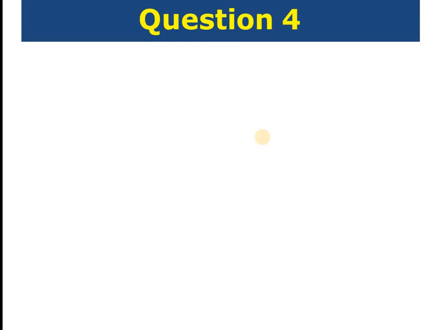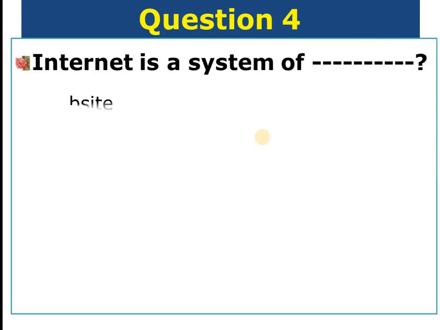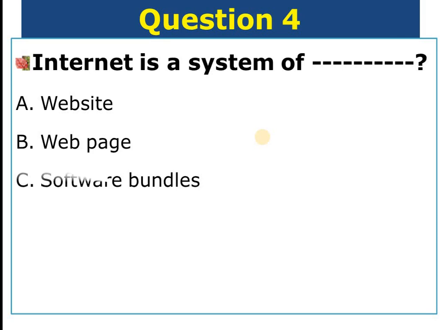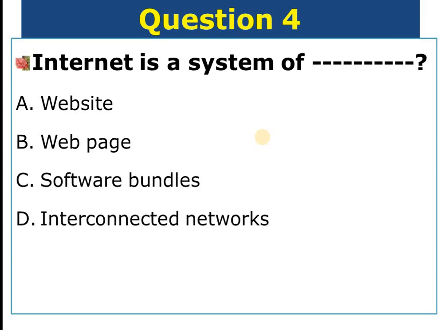The next question is question number 4. Internet is a system of blank. A. Website, B. Web page, C. Software, D. Interconnected networks. Choice D is the answer. Internet is a system of interconnected networks.